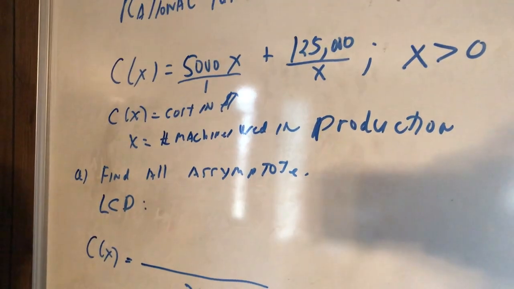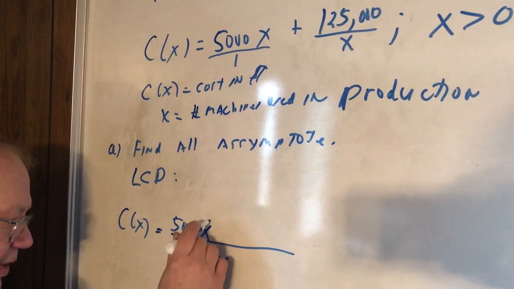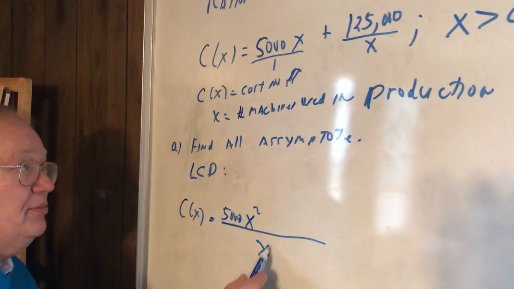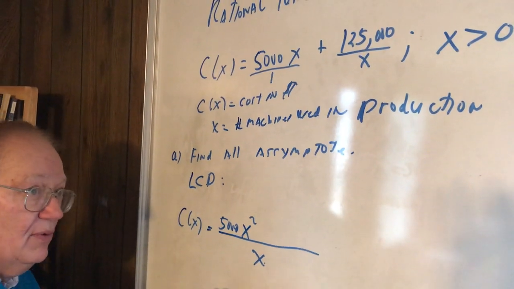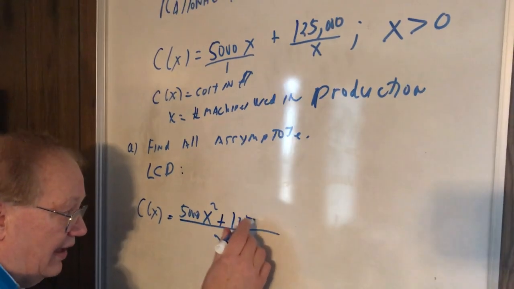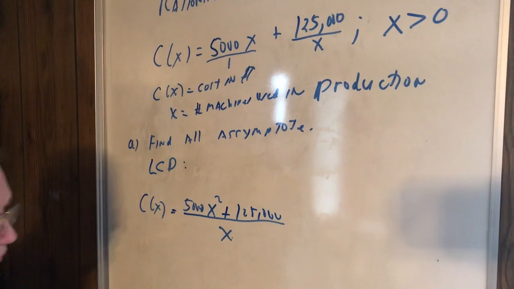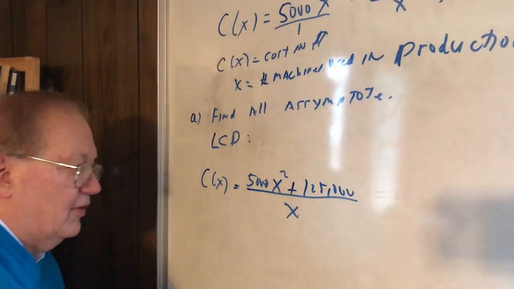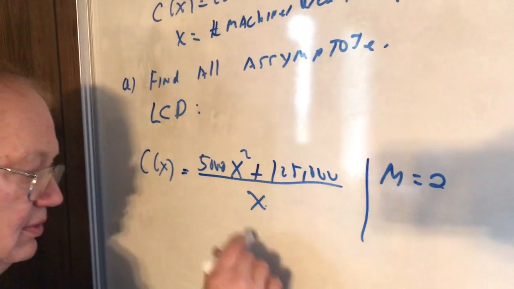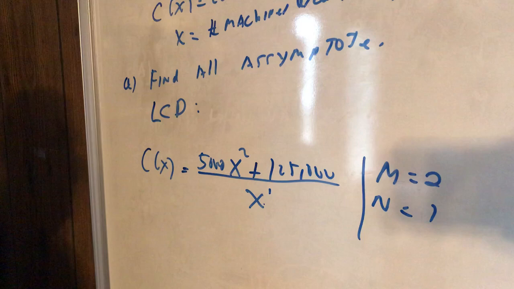X times 5,000 x is 5,000 x squared. X times 1 gives you x. Multiply the 1 times 125,000, and there's my rational function numerator. So here we have m equals 2 and n equals 1.